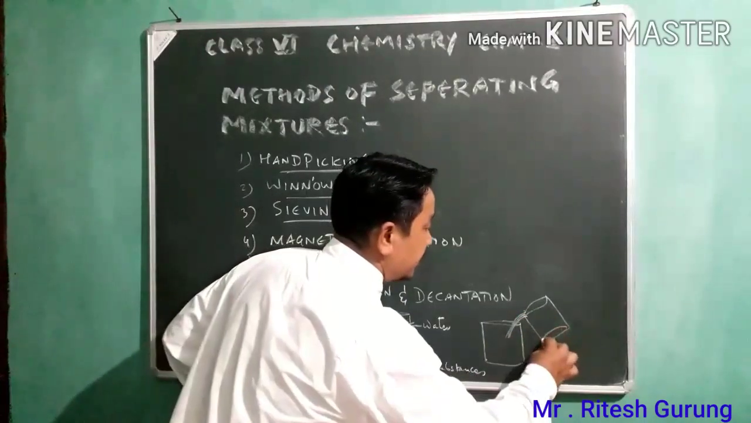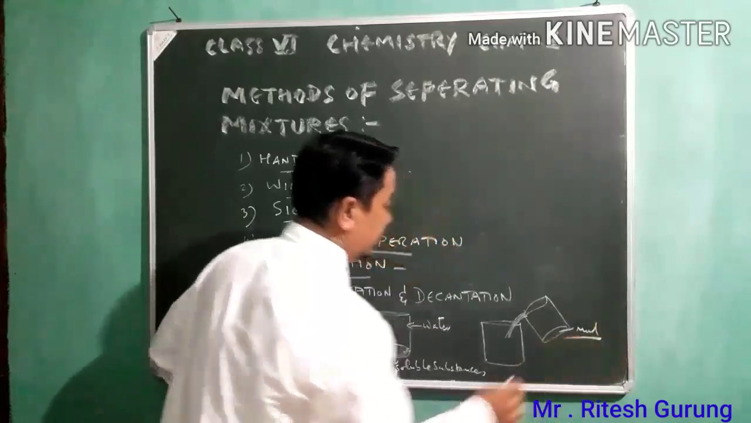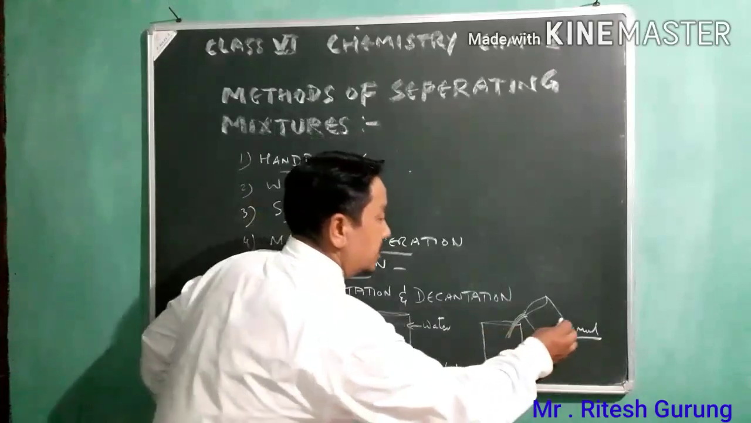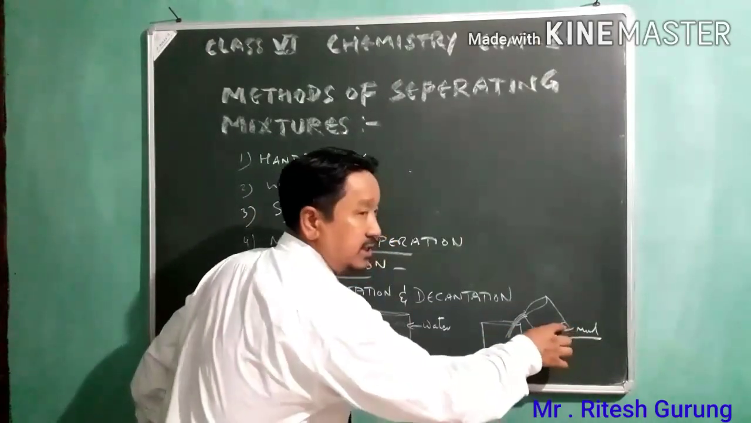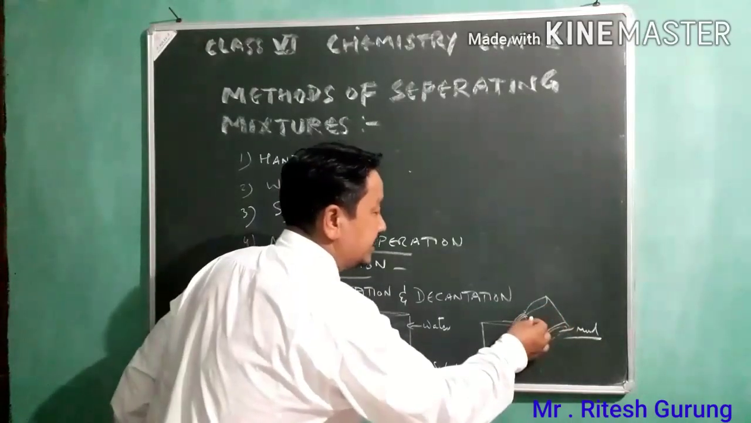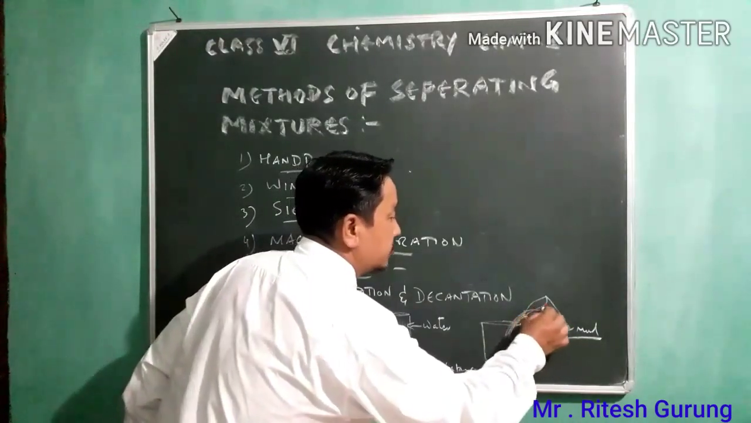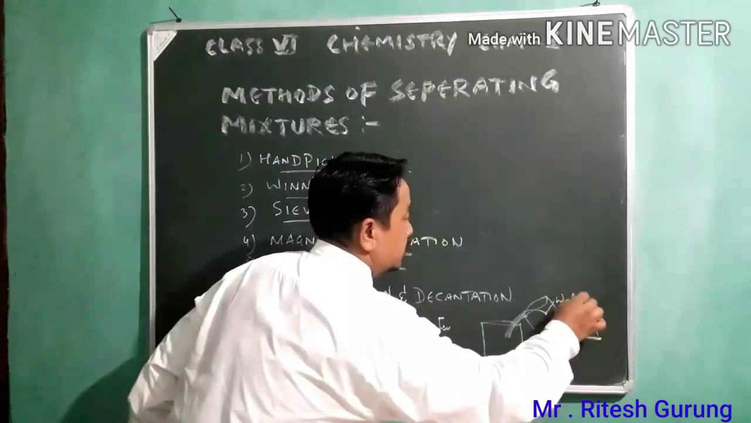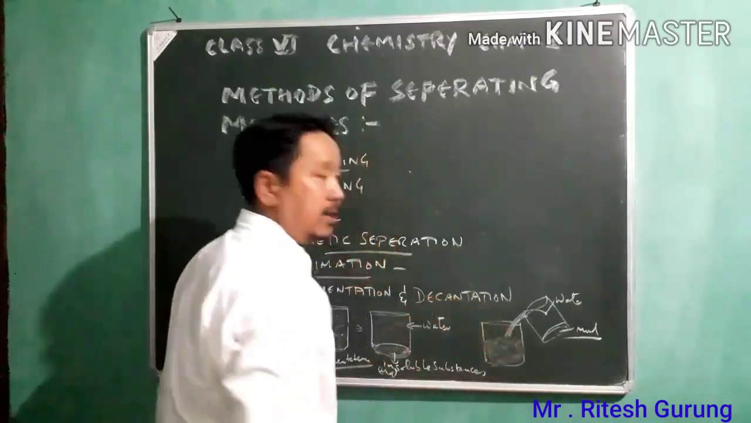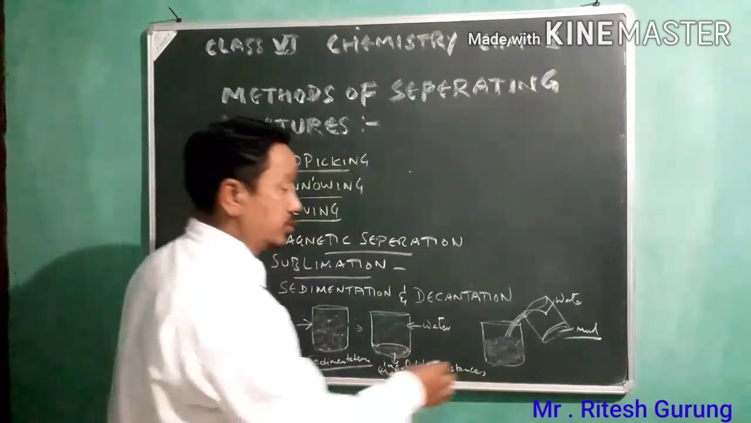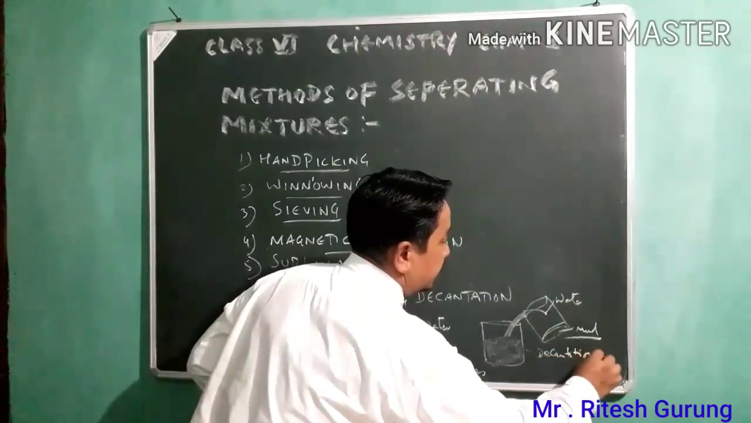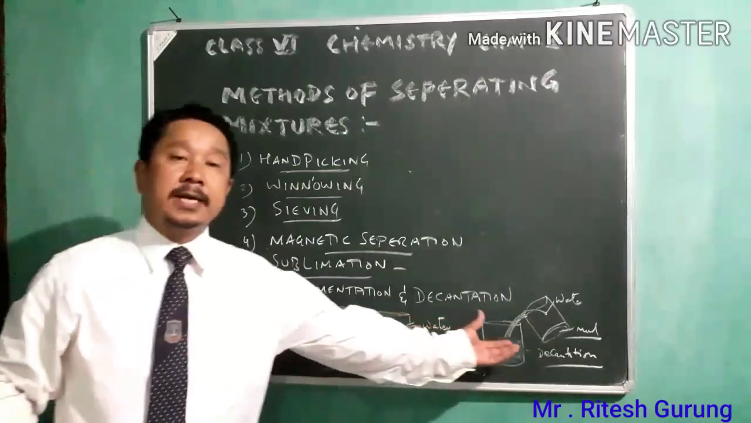Because here what is there? Here is mud. These insoluble substances are still here. Let us say mud is there, that is settled down here. Without touching this, without moving this, you can gently pour this water into this beaker. So that way you can separate it. So this method is now called decantation. Okay, sedimentation and decantation.